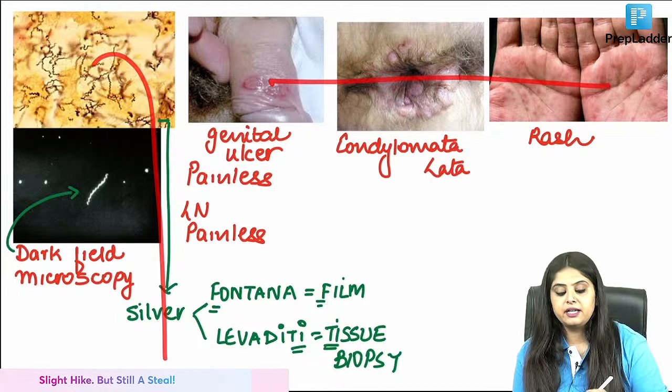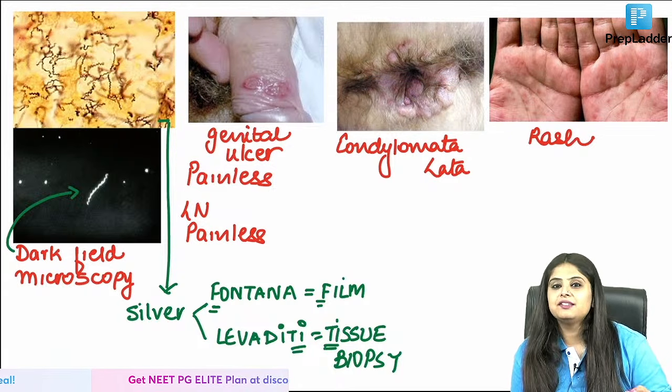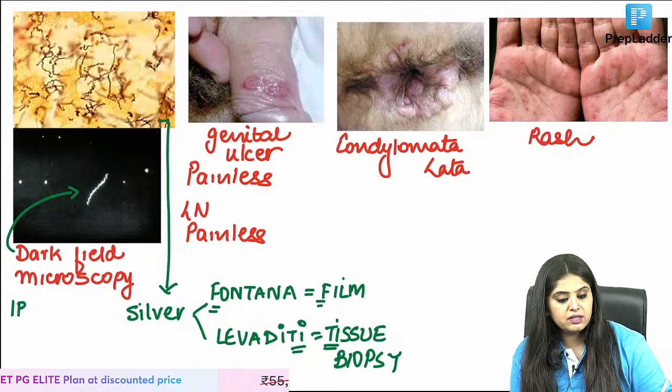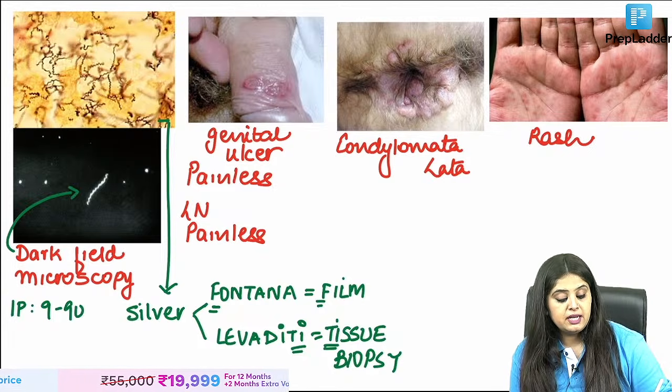Now let's go through the entire journey. Let's start with one question: what is the incubation period of syphilis? Because it's quite a fancy incubation period, 9 to 90 days.